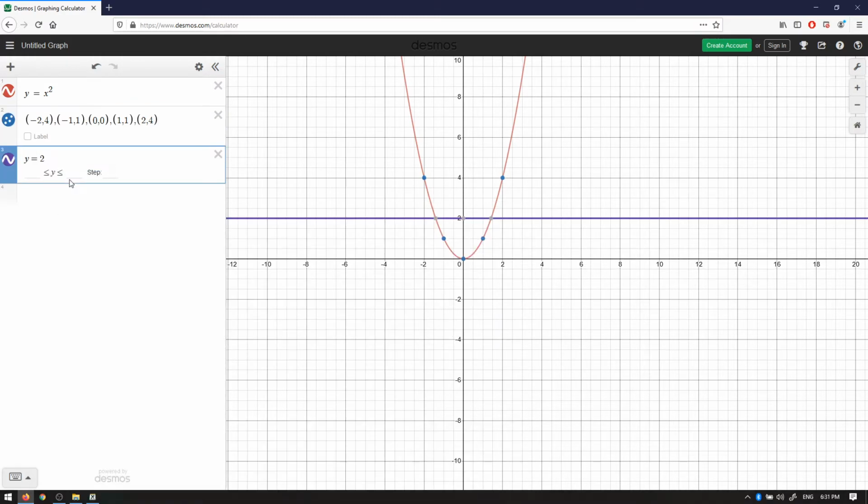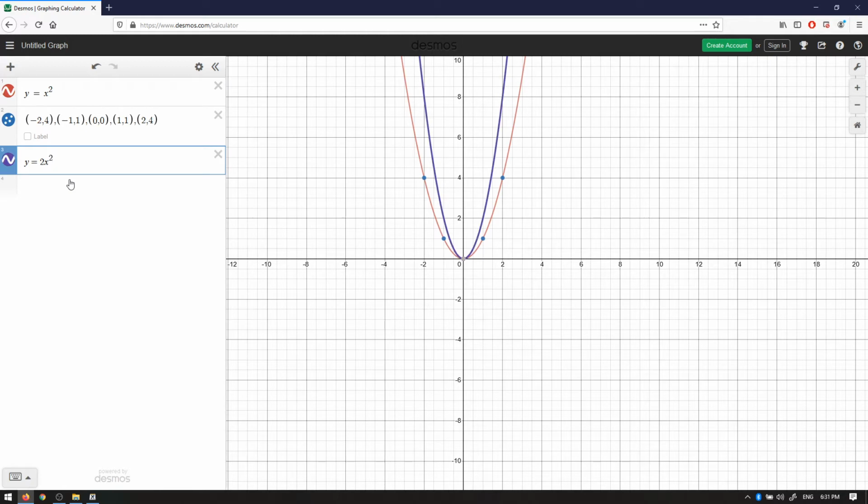Let's plot y equals 2x squared. So the purple or blue curve is y equals 2x squared, and y equals x squared, the original, is in red. How has the red curve changed? If you notice, the blue curve is actually thinner than the red curve. So by introducing this 2 right here in front of x squared, I've made my original curve thinner. It has basically stretched upward my red curve to produce the blue.